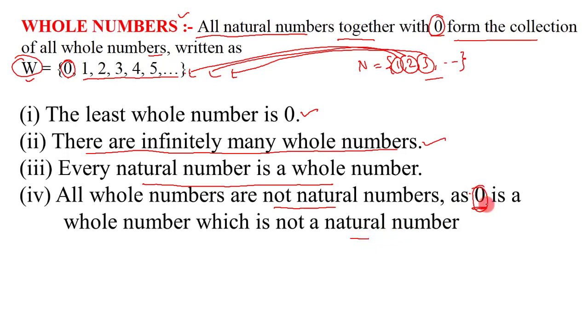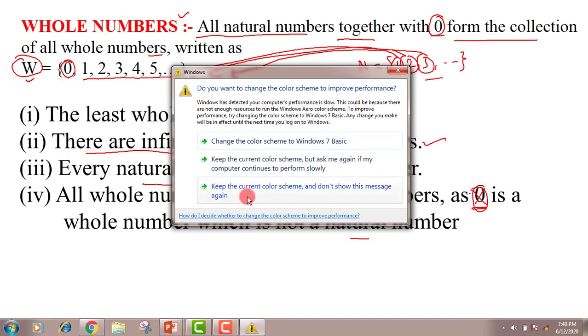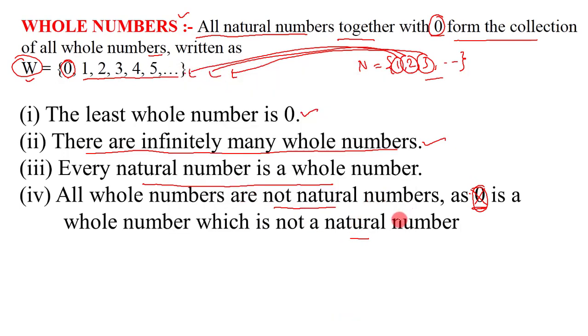Except 0, all the rest of the whole numbers are natural numbers.